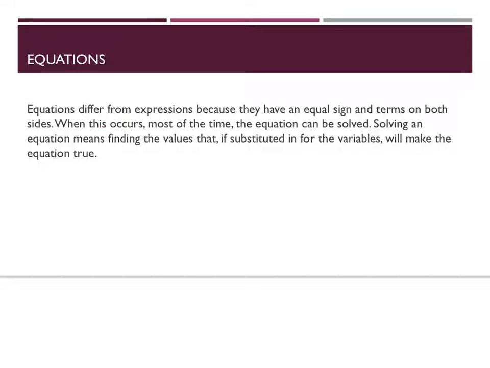Equations. Equations are different from expressions because we have an equal sign, we have terms on both sides of the equal sign, and when that happens, it means we can't just pick anything we want to substitute in for the variables. There are a limited number of variables that will make the equations true.